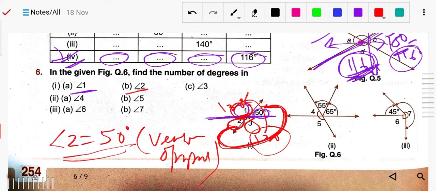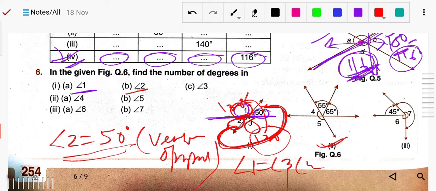The same concept we will follow, as we have used in question number 5. So you have to write that angle 1 equals angle 3 by vertical opposite angles. Understood? Now question number 2, you have to find angle 4 and 5.